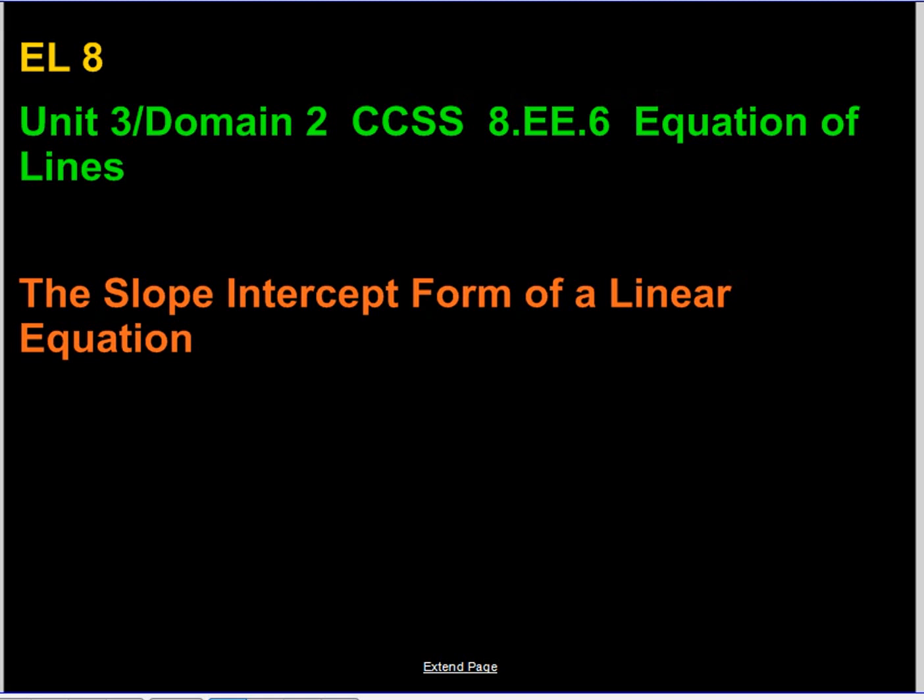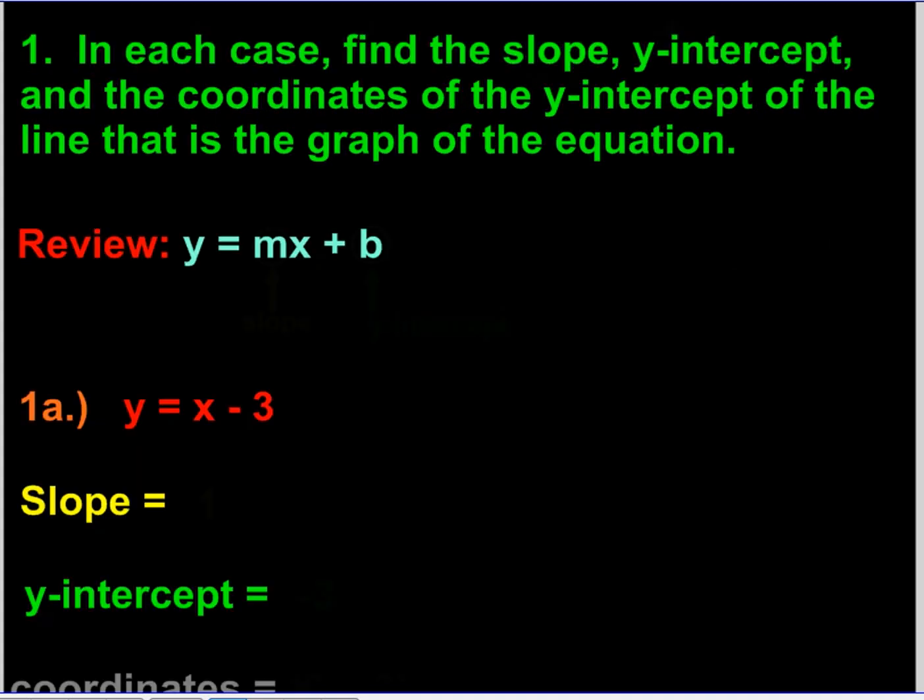Tonight's homework is EL8, the slope-intercept form of a linear equation. We'll start by taking a look at 1a, and number 1 asks, in each case find the slope, the y-intercept, and the coordinates of the y-intercept of the line, that is the graph of the equation.